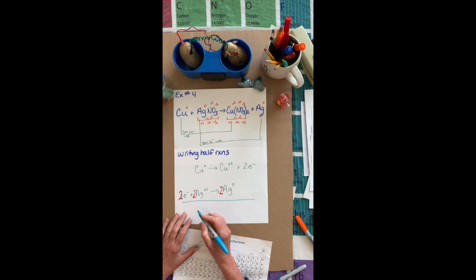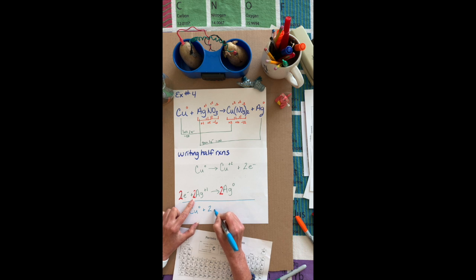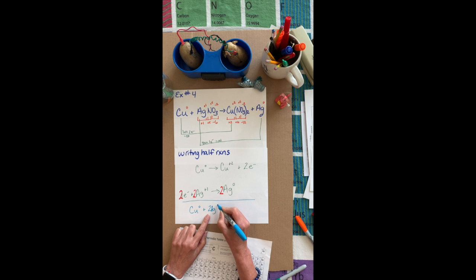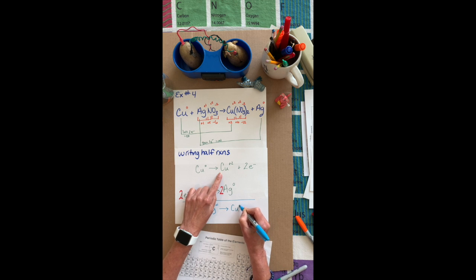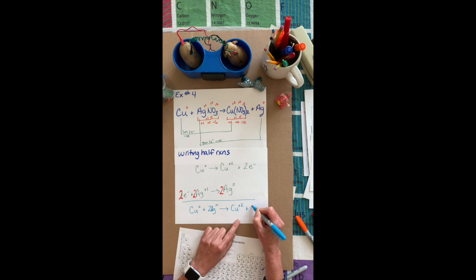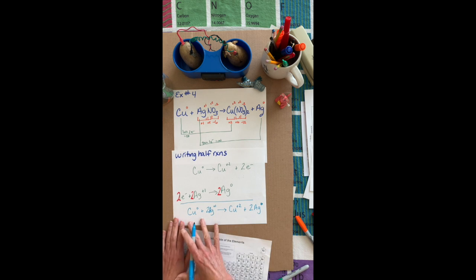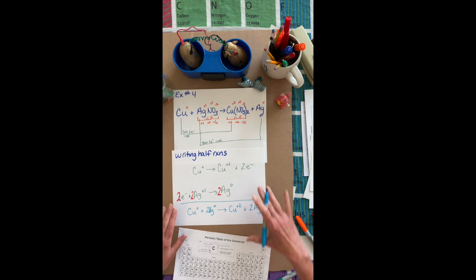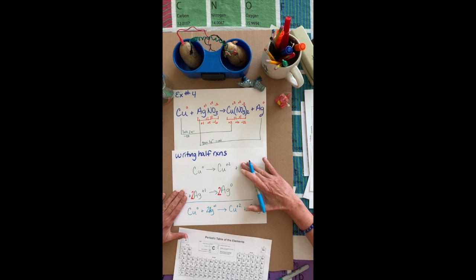To summarize it all, we have Cu0 plus 2 Ag+ yields Cu +2 plus 2 Ag0. Our net expression just doesn't show the electrons in the end.